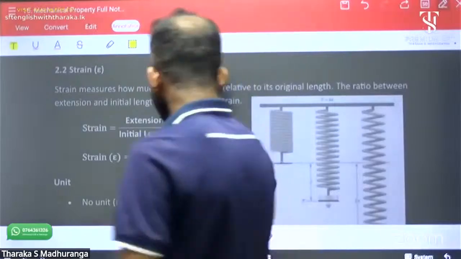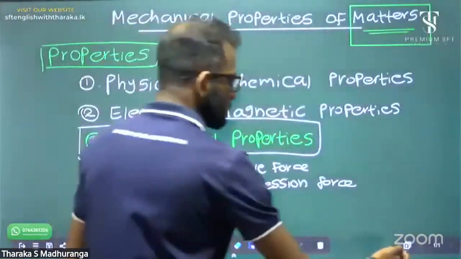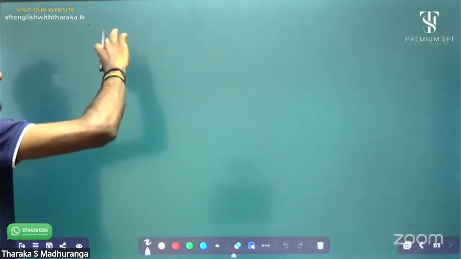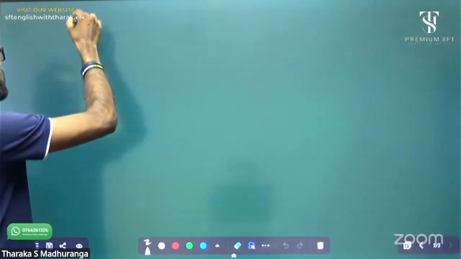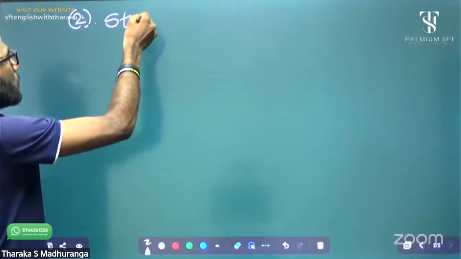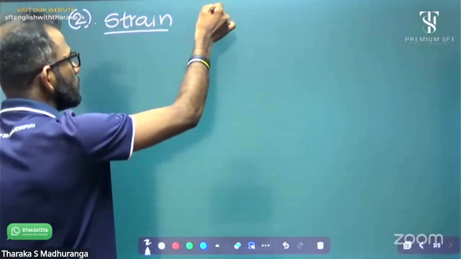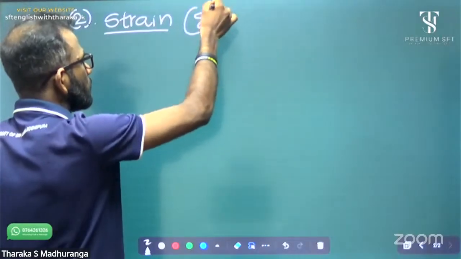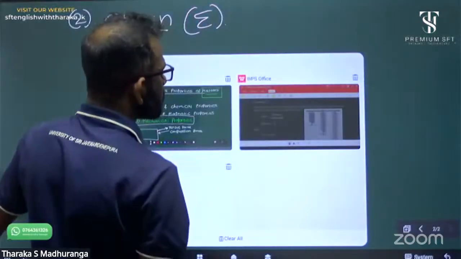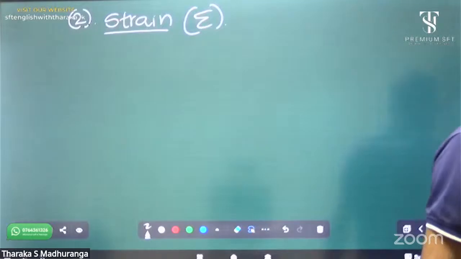Okay, next concept. The extension is done. The second concept is strain. The symbol is sigma.